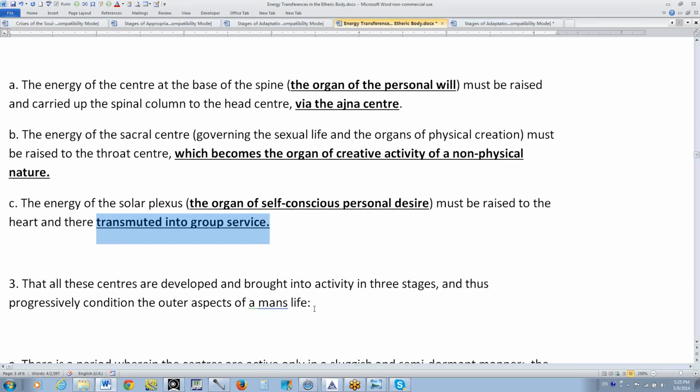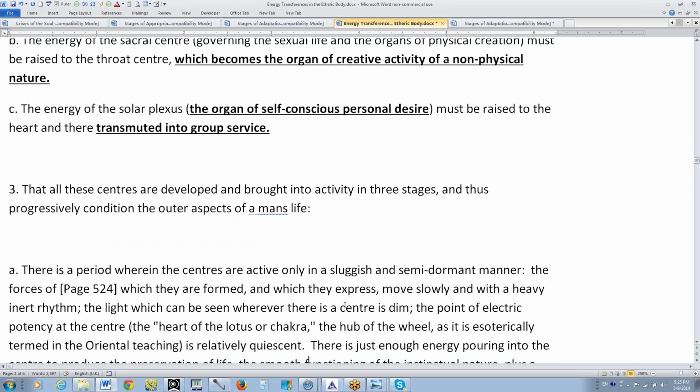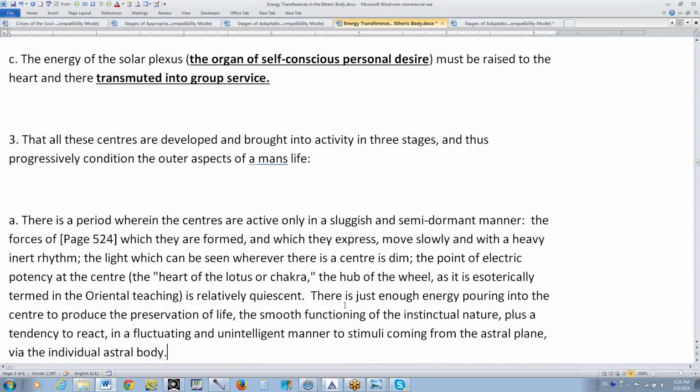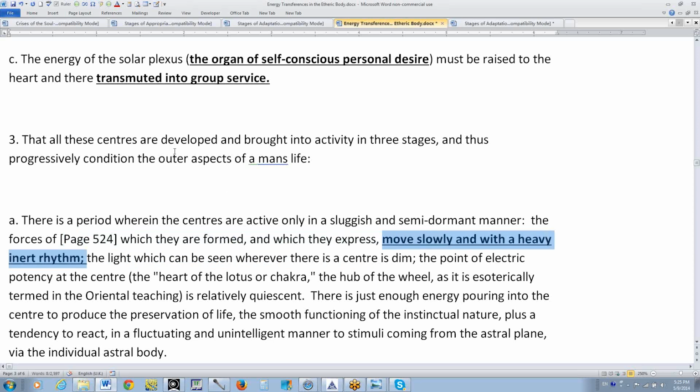That all these centers are developed and brought into activity in 3 stages, and thus progressively condition the outer man, the aspects of the outer man's life. Centers always with the 3. The Trinity is always found. There is a period wherein the centers are active only in a sluggish and semi-dormant manner, and the higher centers are active only in that way for the lower type of man, although the lower centers are beginning to be active. The forces of which they are formed and which they express move slowly and with a heavy, inert rhythm. The frequency is not high, so it tells us something about rapidity of frequency related to development.